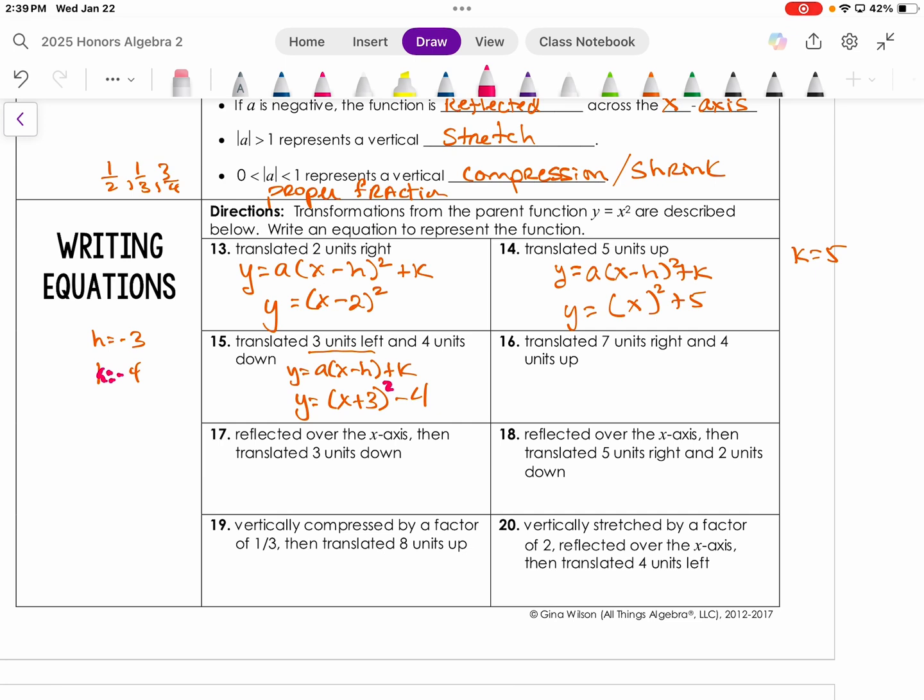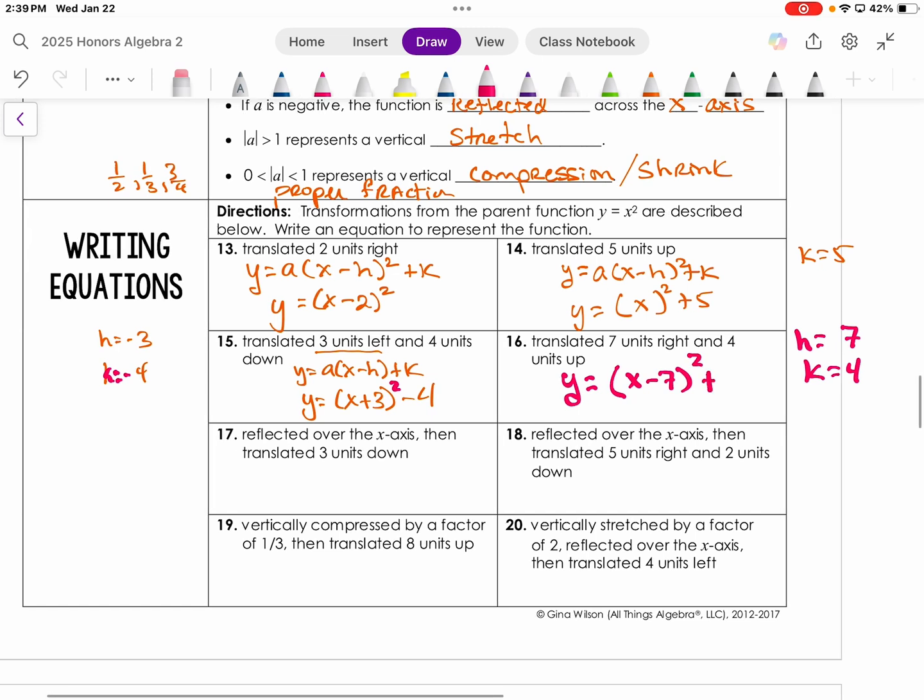Translated 7 units to the right and up 4. So when I look at my h, it is a positive 7. My k is a positive 4. I didn't do any reflecting or stretching, so that means I can go parenthesis, and then it's x minus 7. That makes me go right 7, squared, and then up 4, so plus 4.